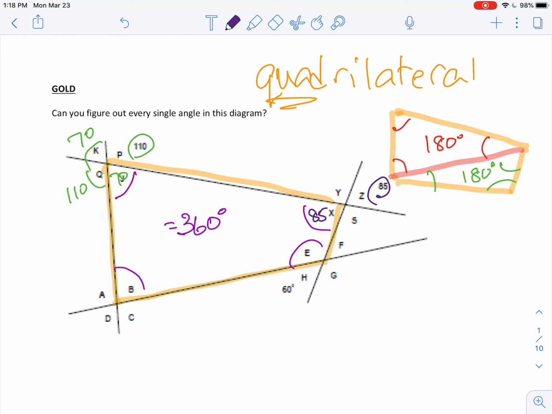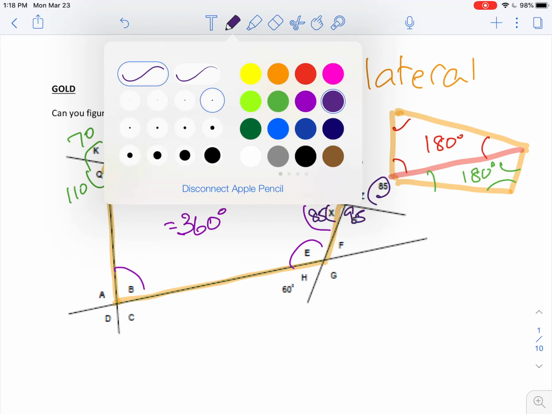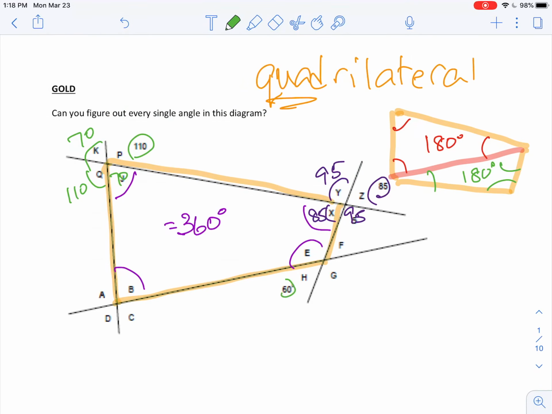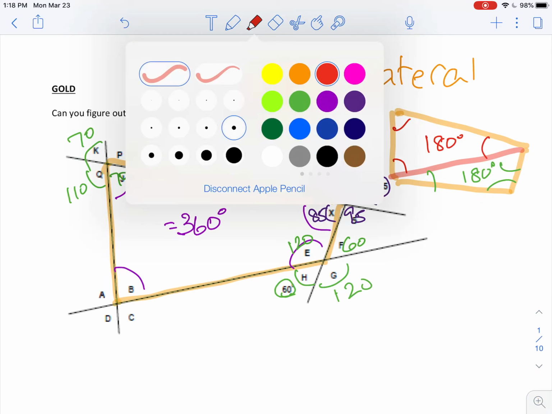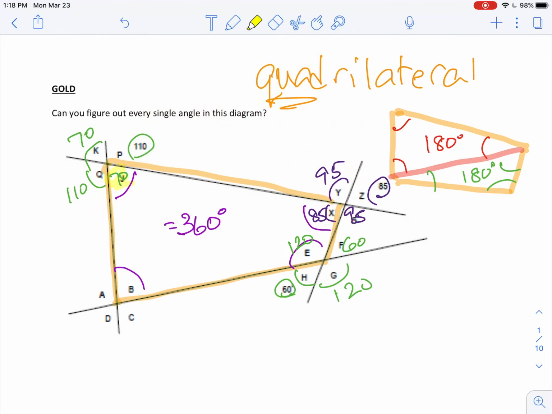We go over here, we do much the same thing. Whoops, wrong color, not a good color here. This side is 85, so this is 85. These two angles right here have to equal 180 degrees, so here's 95 degrees, and by vertical angles this one's 95 degrees. Then we go down to the bottom corner, the green here. This is 60 degrees, so F is 60 degrees. These two angles have to equal 180 degrees, so 120 degrees here, 120 degrees here.